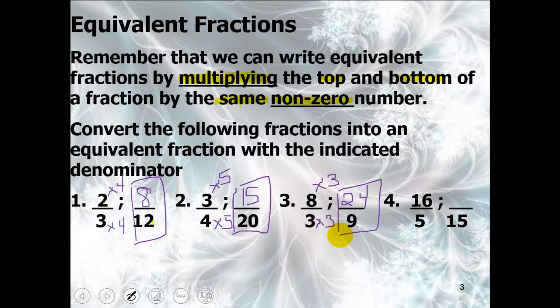For number 4, hopefully you realized that you had to multiply 5 by 3, and then you went ahead and multiplied 16 by 3, and you got 48/15. 48/15 is an equivalent fraction to 16/5. Remember, equivalent fractions look different but have the same value.